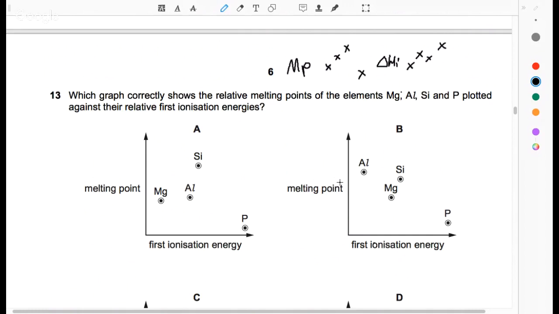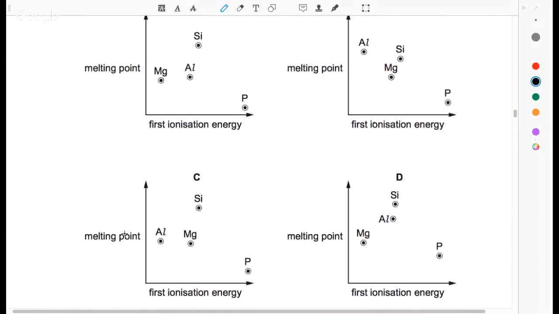So the point is basically to find the relation between the first ionization energy and the melting point, I would think. So this is a graph of melting point against first ionization energy, rather than to rank the melting point or to rank the first ionization energy. Okay. Sorry. I get this.